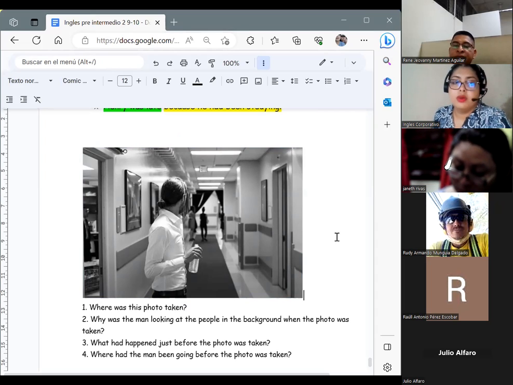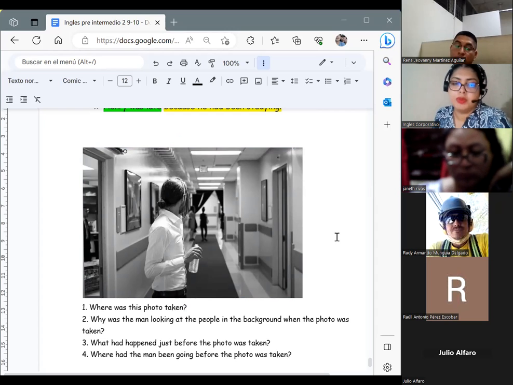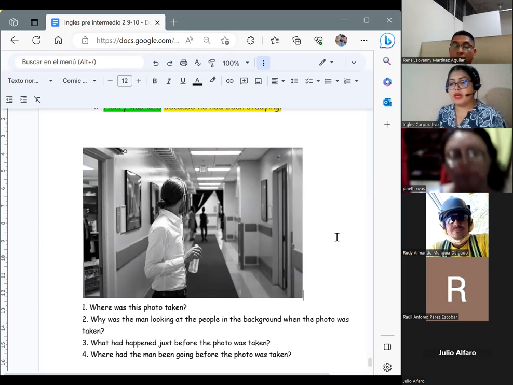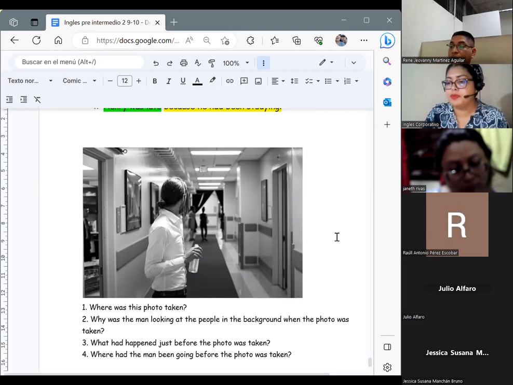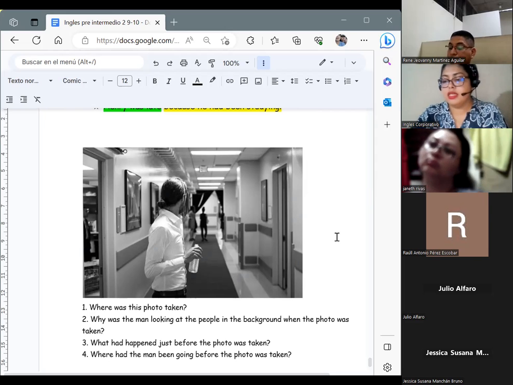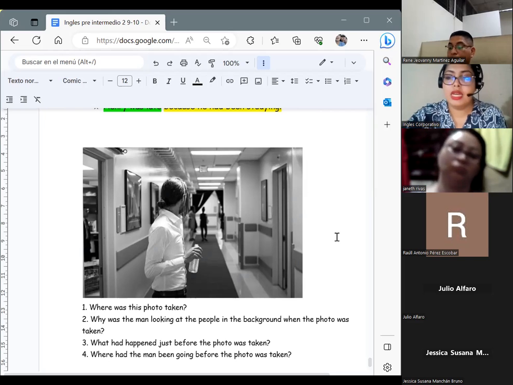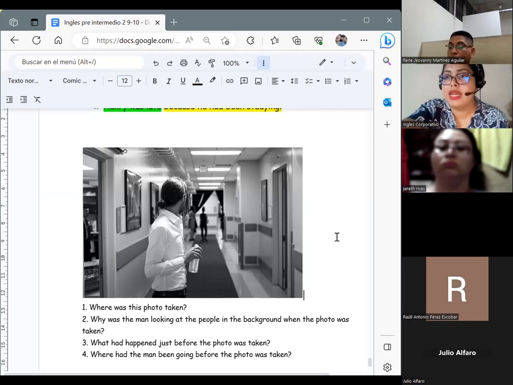Where was this photo taken? Why was the man looking at the people in the background when the photo was taken? What had happened just before the photo was taken? Where had the man been going before the photo was taken? Vamos a especular, ¿verdad? Nosotros podemos agregar diferentes informaciones. We can imagine different things in this case. Y para responder, podemos utilizar las cuatro partes del past tense. ¿Dónde fue tomada esta foto? ¿Por qué el hombre estaba mirando a las personas que están atrás? ¿Qué había pasado antes de que se tomara la fotografía? ¿Y a dónde estaba yendo el hombre antes de que se tomara esa fotografía?